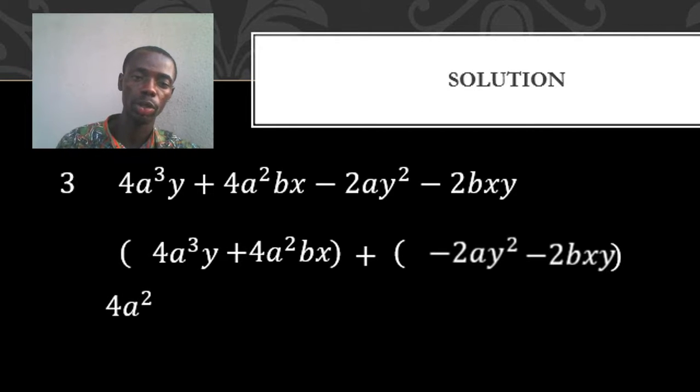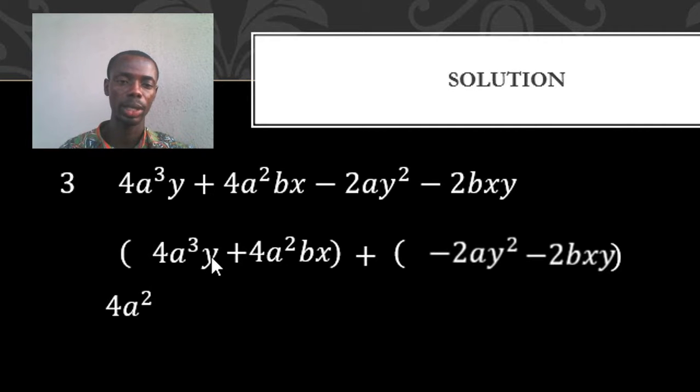So what is common in this first bracket? A 4 is there, a 4 is there, so a 4 is qualified. a is raised to the power of 3 here and to the power of 2 here, so I can have a raised to the power of 2 as the common factor, since it is present here too.